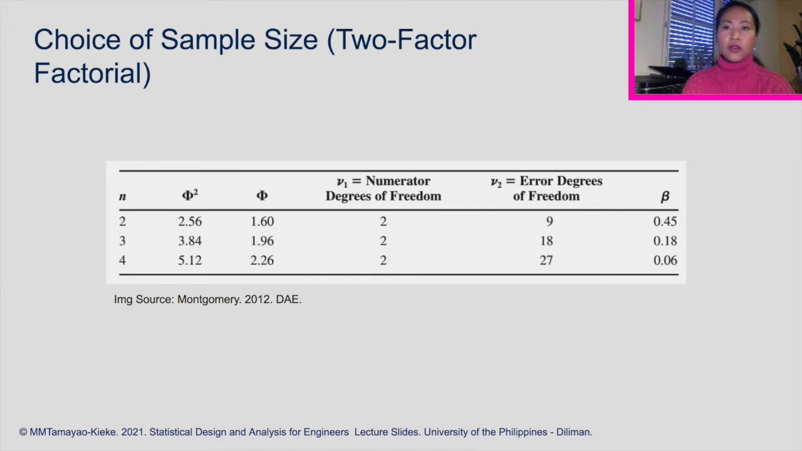Now, as also suggested by Montgomery, you can repeat the same procedure at different values of standard deviation to see how the values of n change with respect to changes in the assumed standard deviation.